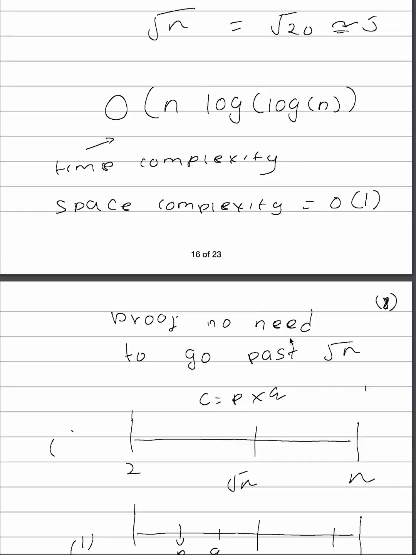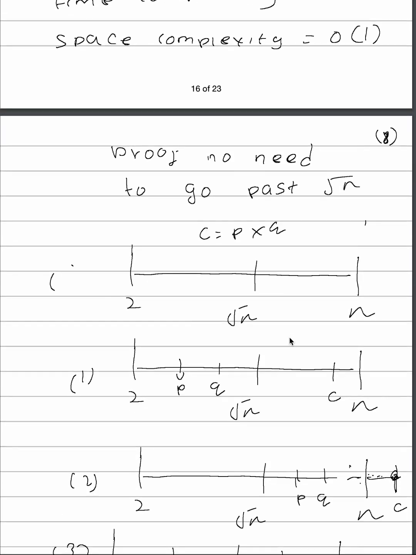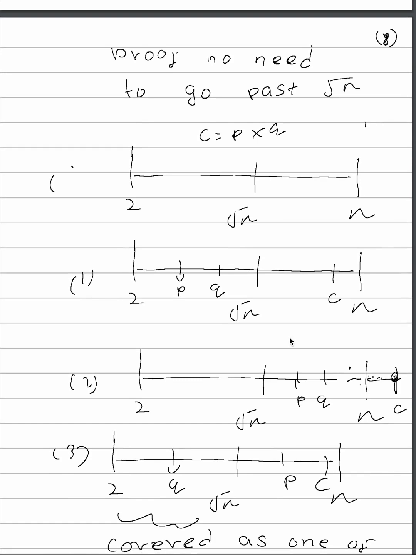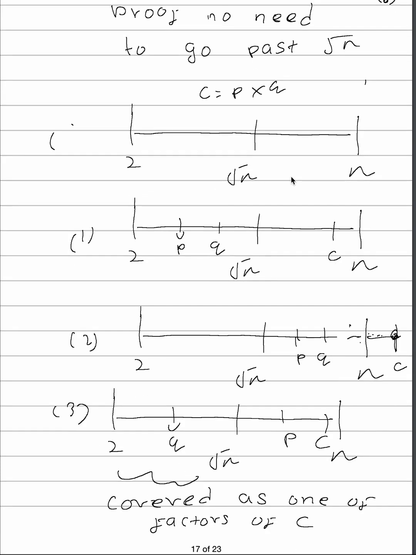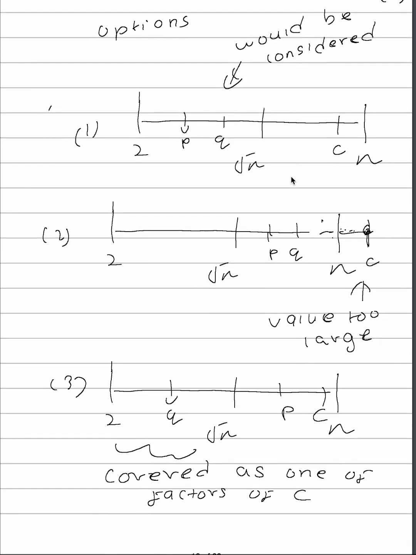Okay, so maybe it's good to try and understand why we don't need to go past the square root of n. Let's imagine there was a composite number, and that number existed between the square root of n and n. If such a number exists, that means that its factors, let's give them some arbitrary values, p and q, would either both be before the square root of n, both be after the square root of n, or be distributed between those two.